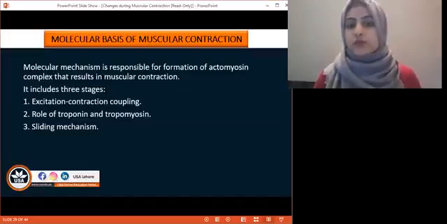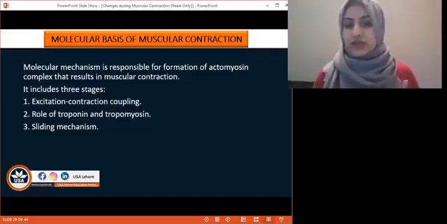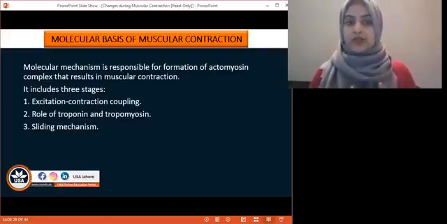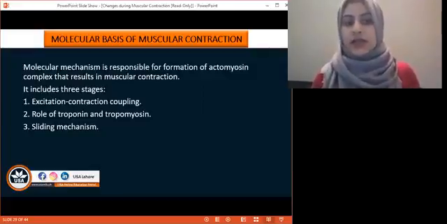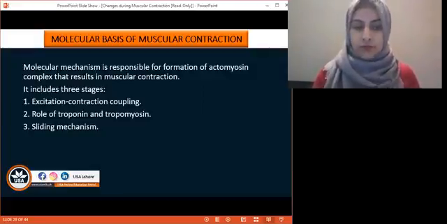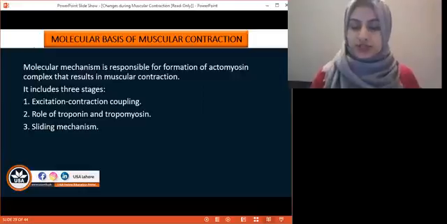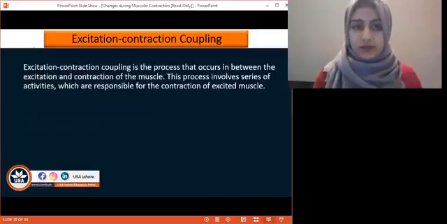It includes three stages. First is excitation contraction coupling. The second is the role of troponin and tropomyosin, and the third one is the sliding mechanism. We will be discussing all three stages in detail. First of all, what is excitation contraction coupling?